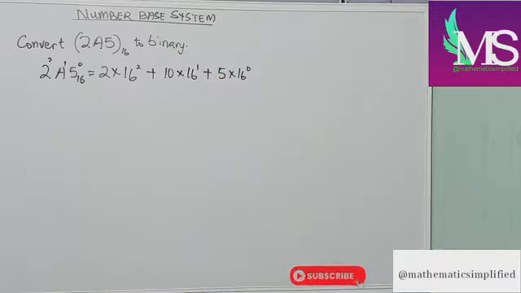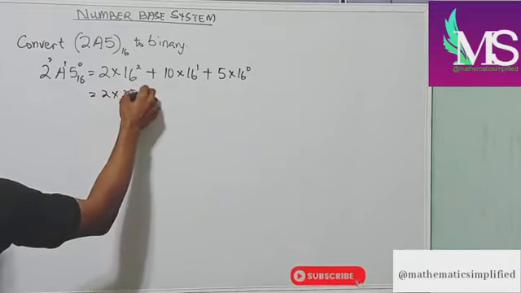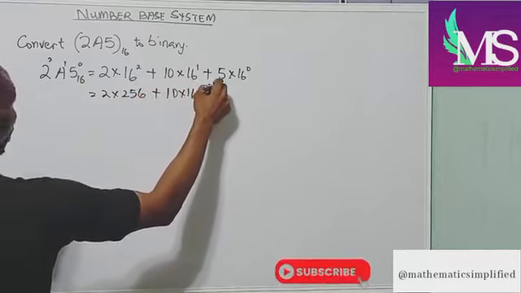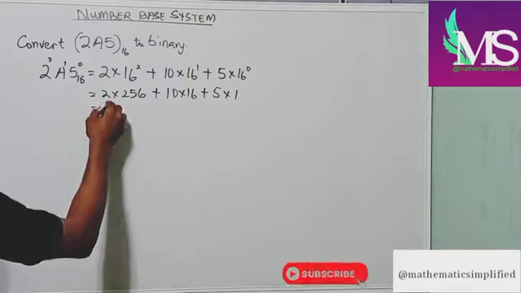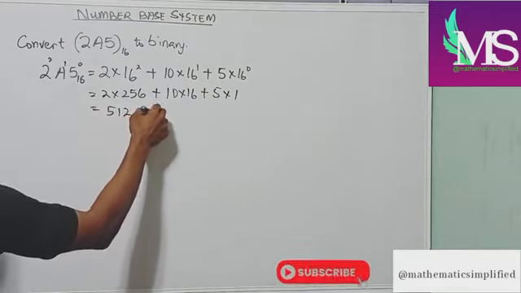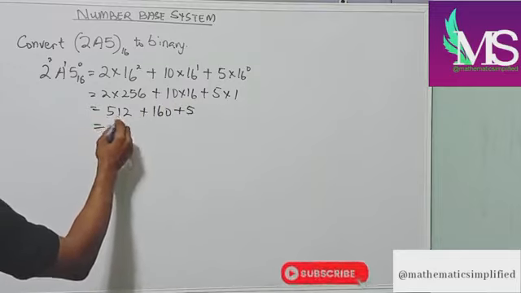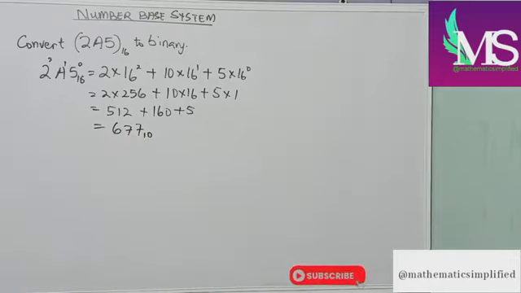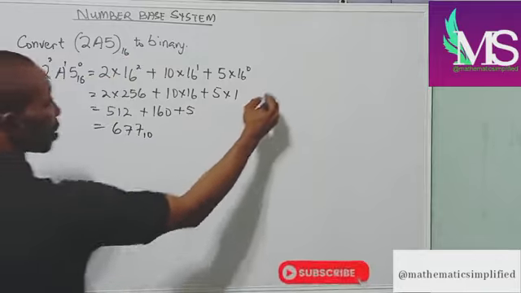Now 16 raised to power 2, that's 16 times 16, would give us 256. 2 times 256 plus 10 times 16 plus 5 times 1. So this gives us 512 plus 160 plus 5, which eventually would give us 677 base 10. Now, since we are converting to base 2, which is binary, that means we'll divide 677 by 2.